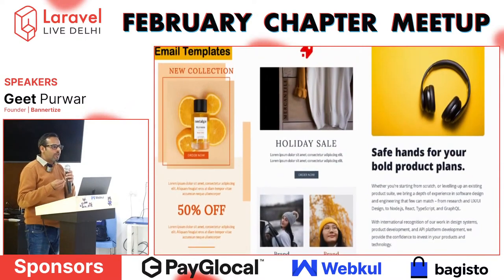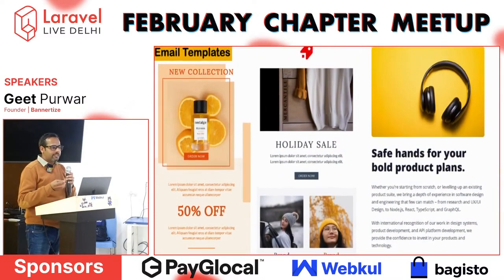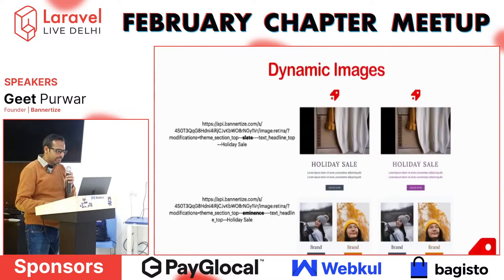Traditionally, whoever has worked with email templates must have worked with MailChimp and other email platforms. The template creation in those platforms is pretty old school. They always support tables and TDs, and they are not very flexible with the modern CSS frameworks that allow us to create much better templates. As you can see on the screen, these are templates that are almost not possible with tables and TDs, especially the first one. But we can do them pretty easily and quickly using the Bannertize API.